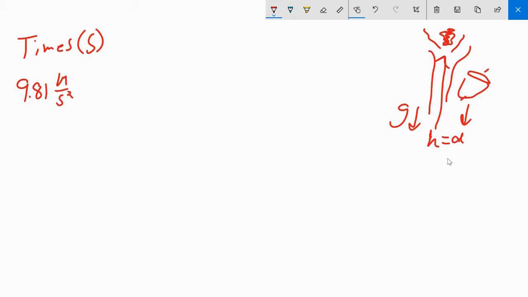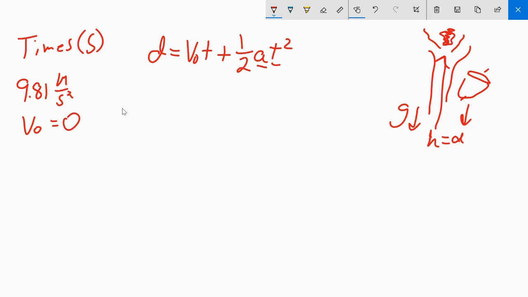Well, if all we have is time, let's look at our formulas. This one: distance, or in this case height, equals initial velocity times time plus 1/2 a, acceleration, which is gravity, t squared. We know acceleration, we know t squared. If the squirrel's dropping the acorns, what's initial velocity? Well, it's 0. So we can just ignore that. And that leaves us with distance equals 1/2 a t squared.